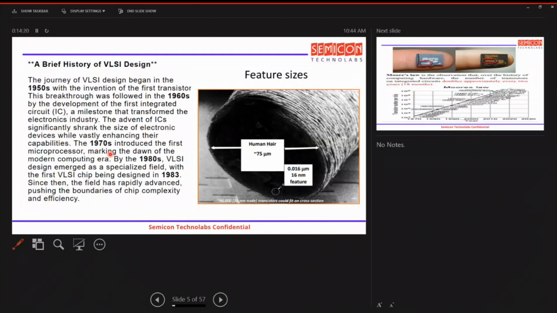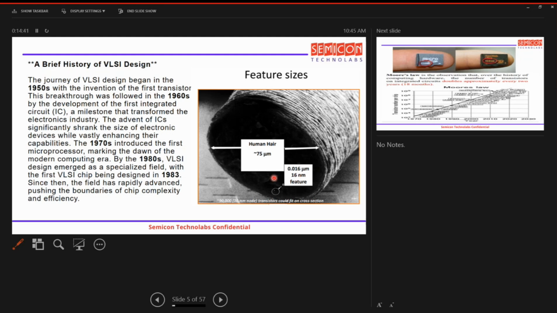All right, let's move on to the history of VLSI. As I was telling in the first slide, the size of the transistor is so small compared to the diameter of a hair. This is just 16 nanometer, and right now we are working at less than 2 nanometer. You can just imagine how small the transistor size will be.